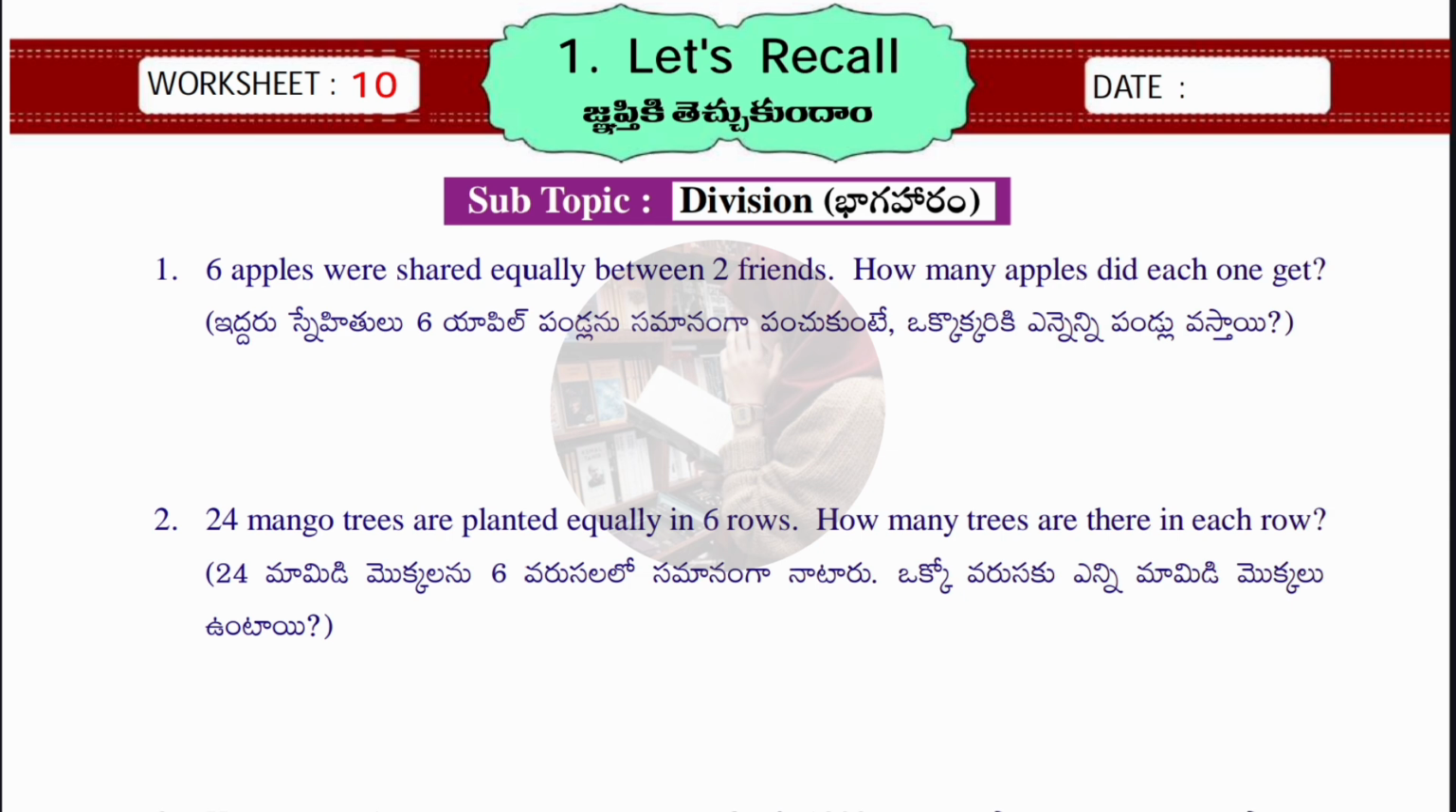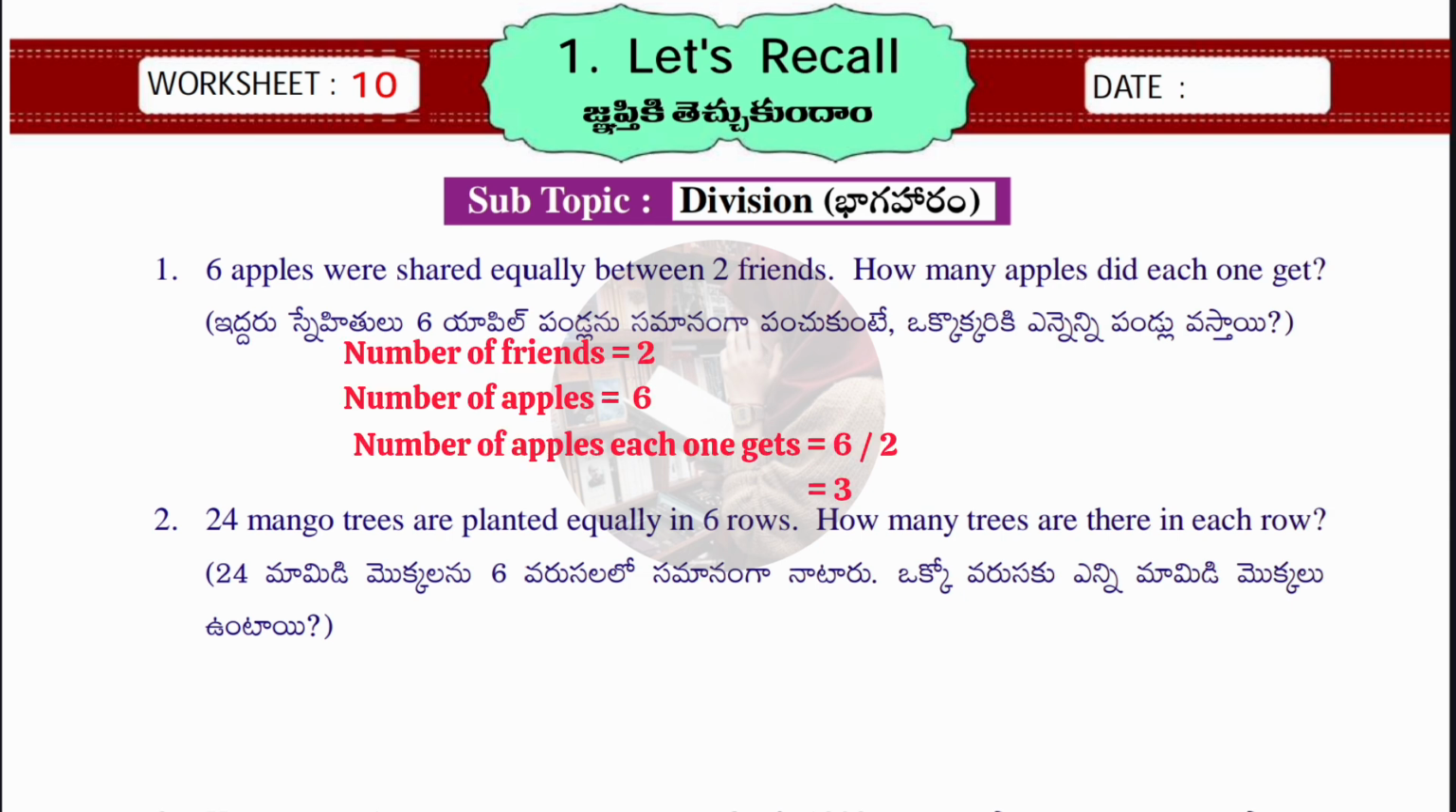Okay, let's move on to the next worksheet, that is worksheet number 10. Here the subtopic is division itself. So first question is, 6 apples were shared equally between two friends. How many apples did each one get? Suppose there are 6 apples and 2 persons, means 2 friends are there. So for each friend, how many apples will they get? You have to tell the answer. So write it down.